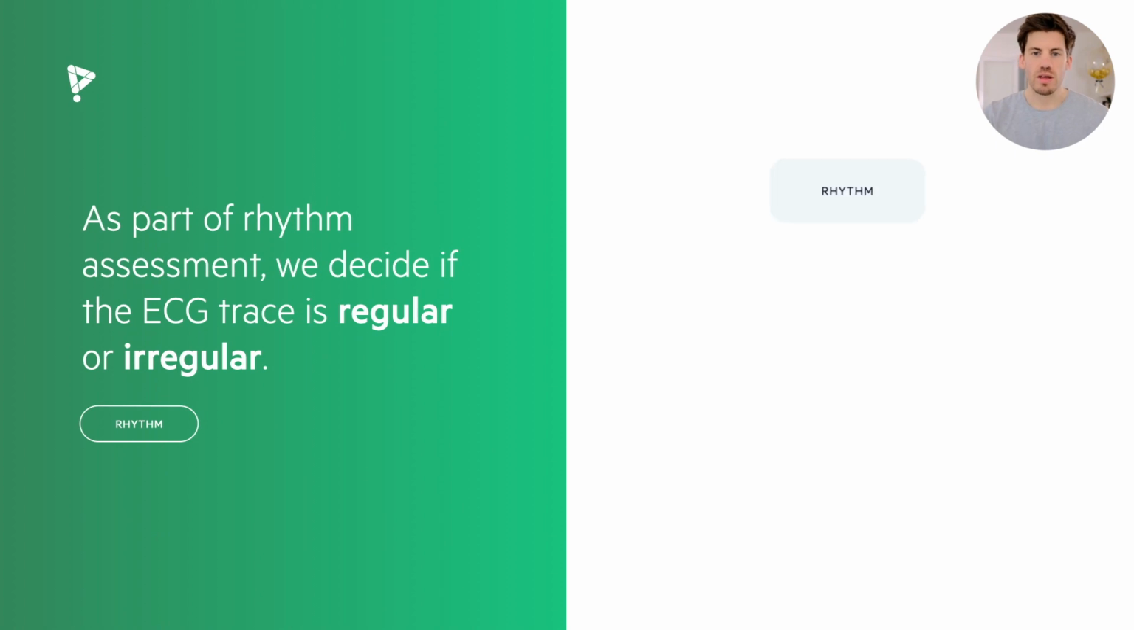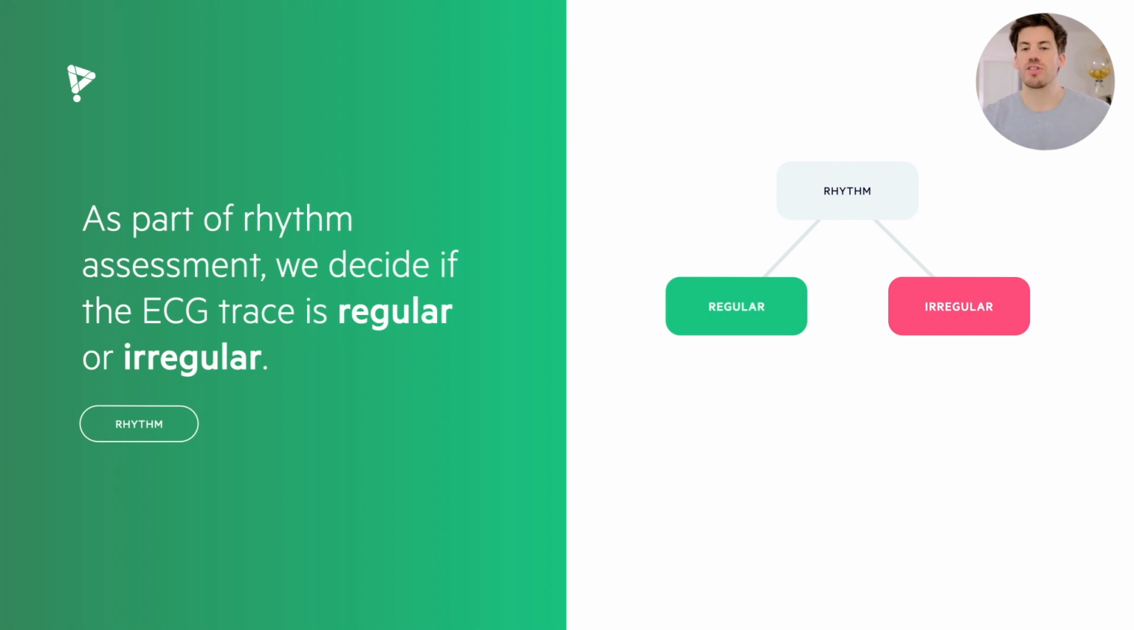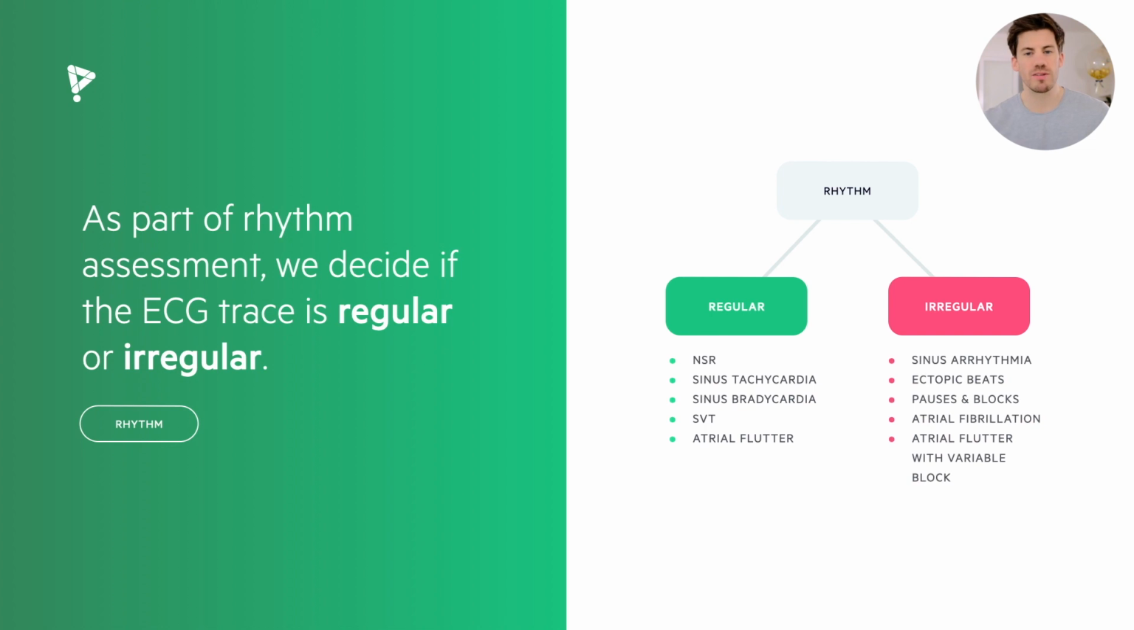So with rhythms, there are certain conditions that usually cause a regular rhythm, and certain conditions that cause an irregular rhythm. Having a knowledge of these is very useful. When you see an irregular rhythm, you can immediately go to your list of differentials. So regular rhythms: normal sinus rhythm, sinus tachycardia, sinus bradycardia, typical SVTs and atrial flutter can all cause regular rhythms of a fast or slow nature.